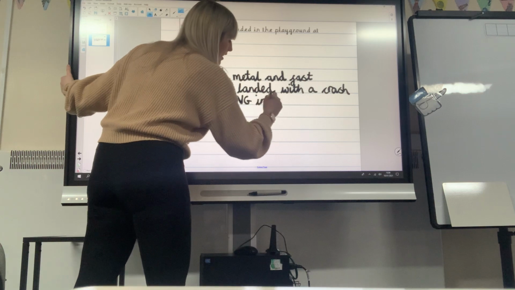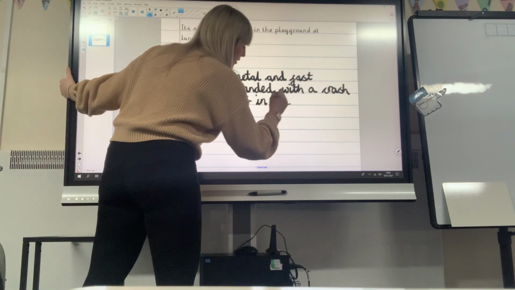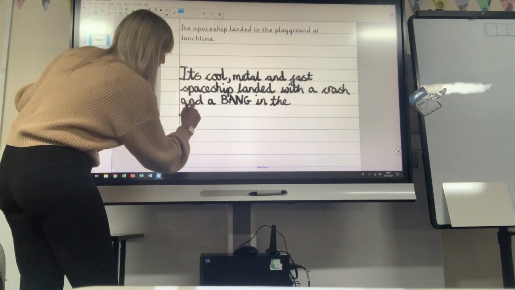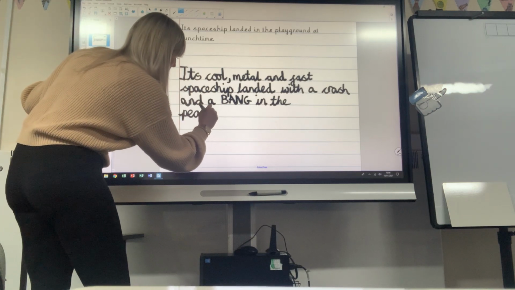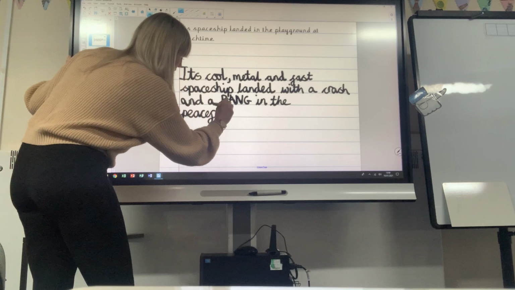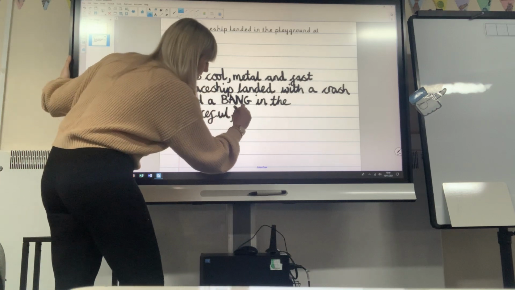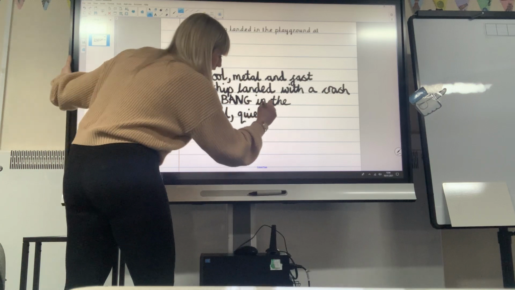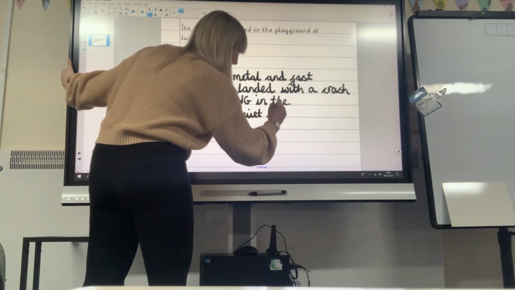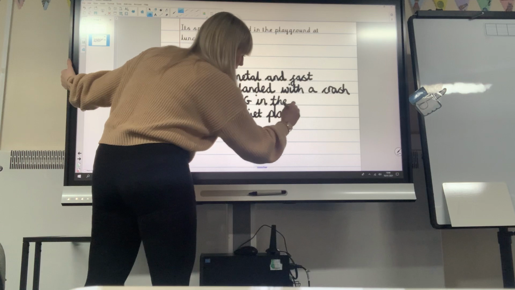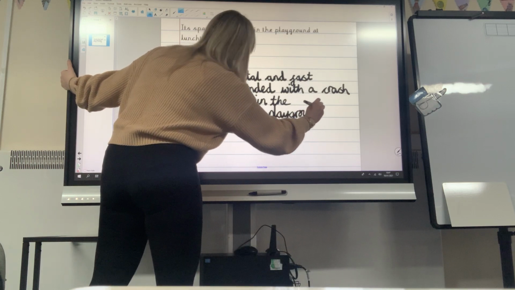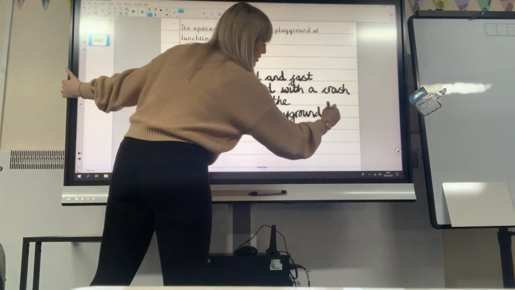in the, oh, I'm going to say it's a peaceful playground. So in the peaceful, quiet playground. I've got 2 adjectives there, so I'm putting a comma to separate them. The peaceful, quiet playground at lunchtime.